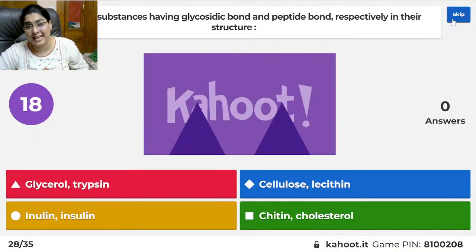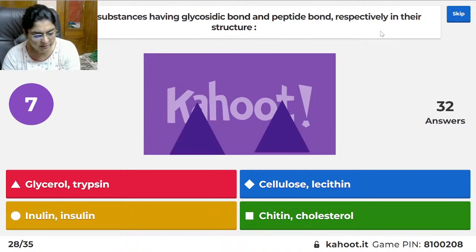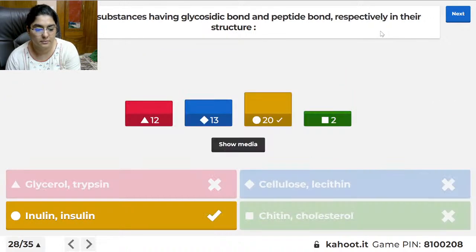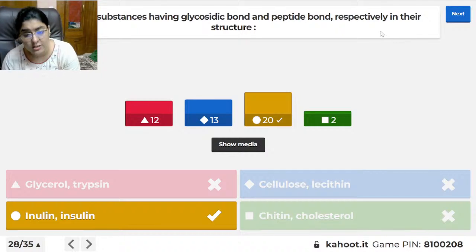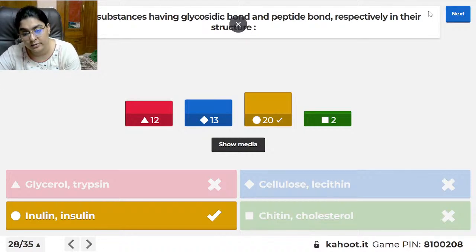So you have to find a chemical which has a glycosidic bond and a chemical which has a peptide bond, in respective order. Very good. But glycerol does not have either of the bonds. Now उसके पास peptide bond है, now उसके पास glycosidic bond है. Glycerol is just an alcohol, it's just a simple lipid. Same way lecithin is a phospholipid. Cholesterol is also a lipid. So they don't have either glycosidic or peptide bond. They just have simple covalent bonds. It's inulin, which is a carbohydrate, a polymer of fructose, and insulin, which is a polypeptide, a protein-based hormone.